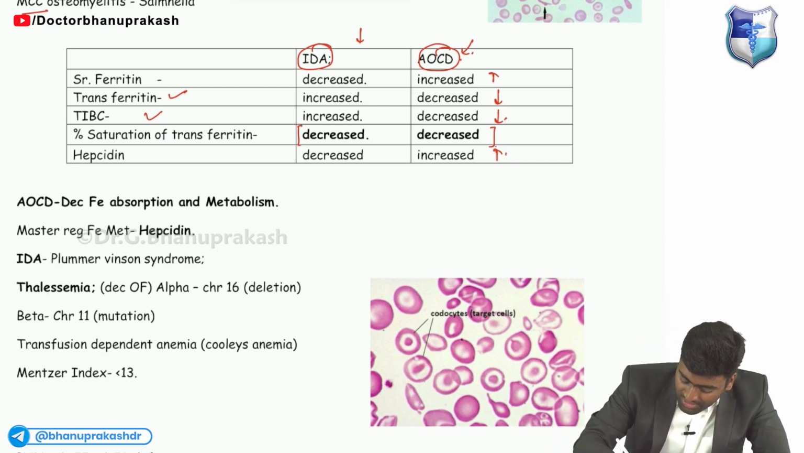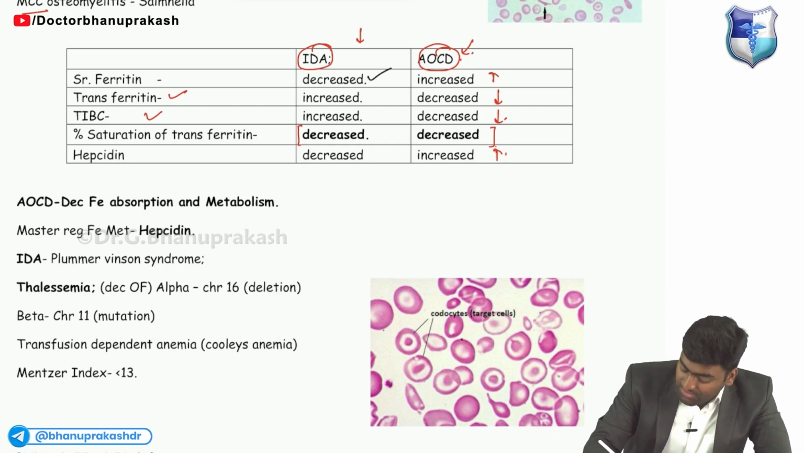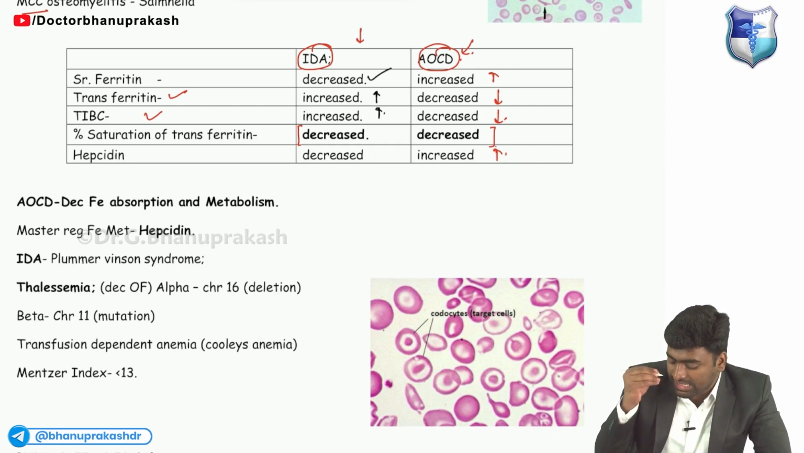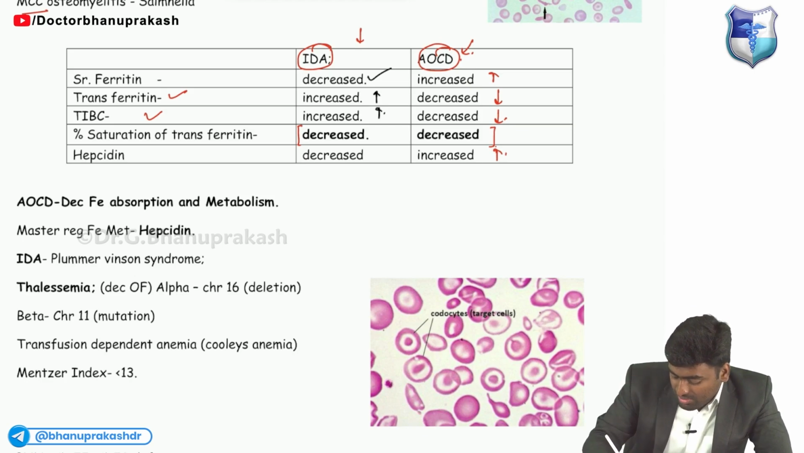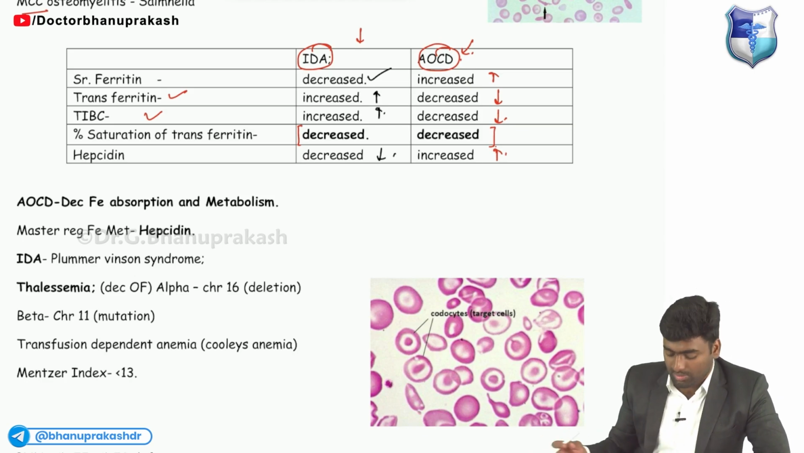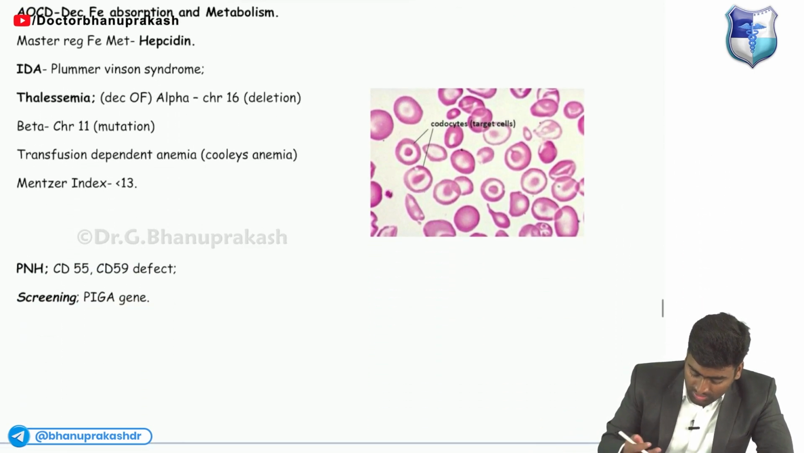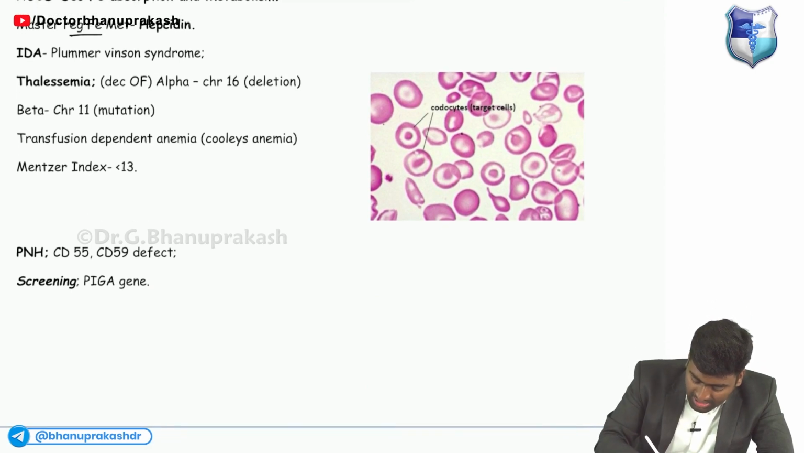Whereas in a case of iron deficiency anemia there will be decreased ferritin, increased transferrin and increased TIBC, and there will be decreased hepcidin. There is no inflammation. Then we move ahead. The master regulator of iron metabolism is what?